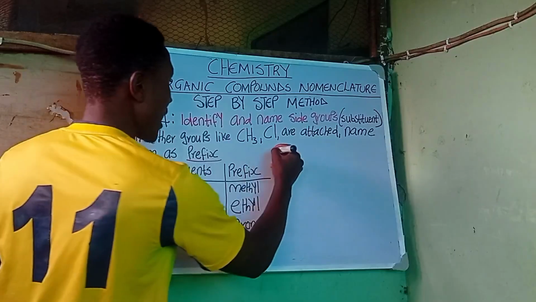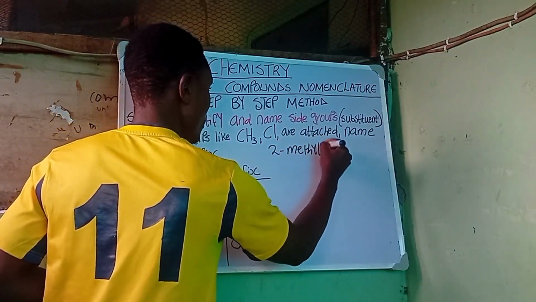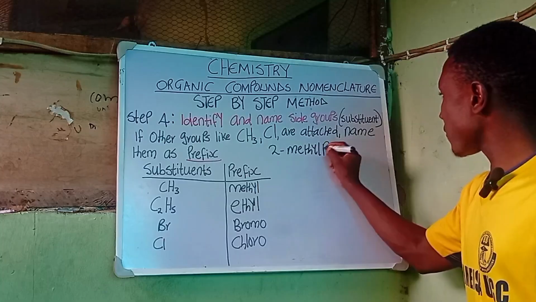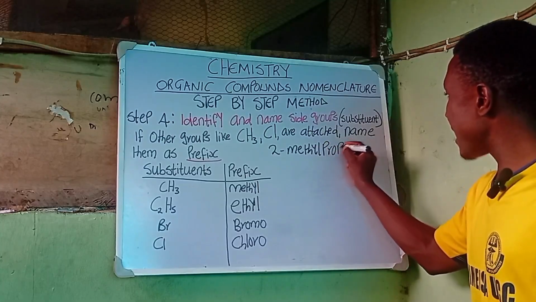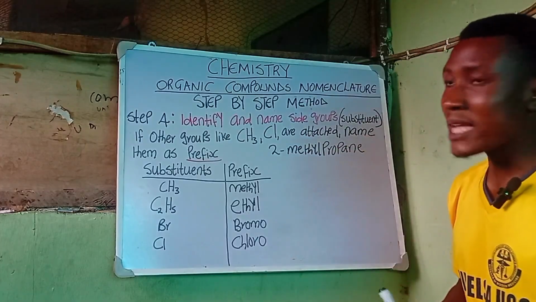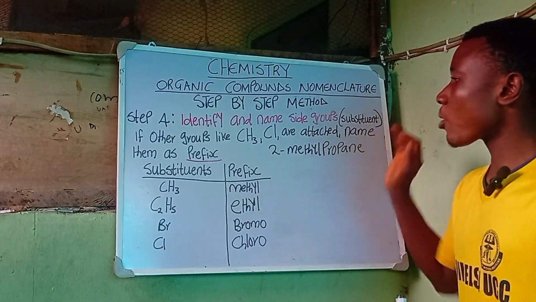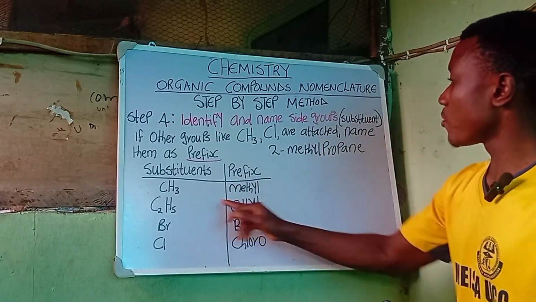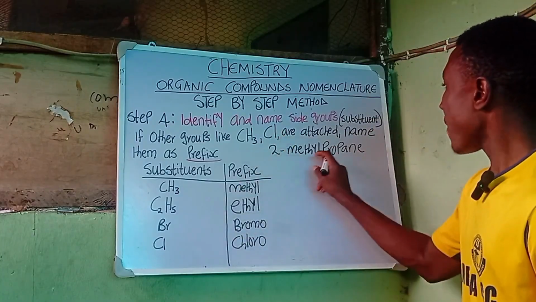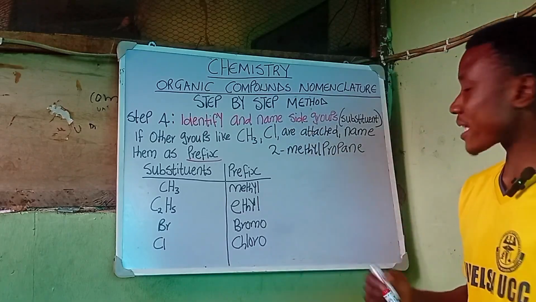Let's say we have something like 2-methylpropane. I hope you can see the board. They say represent this. To write this structure is very simple. Methyl is CH3. Propane is a 3-carbon atom chain.